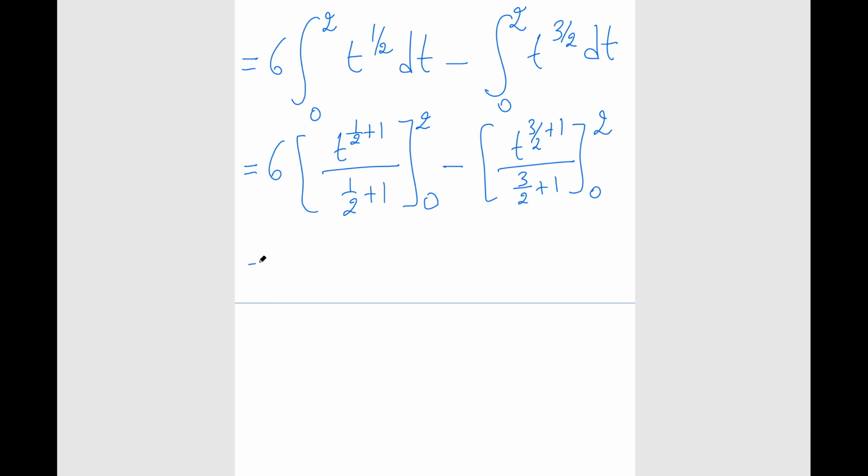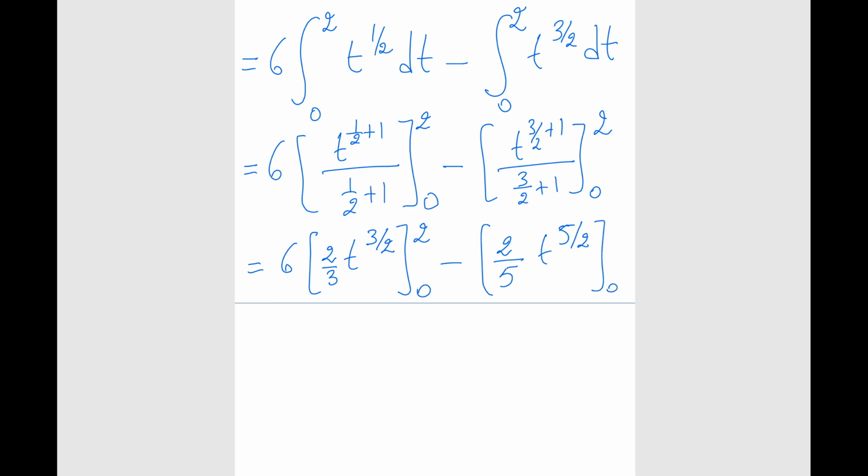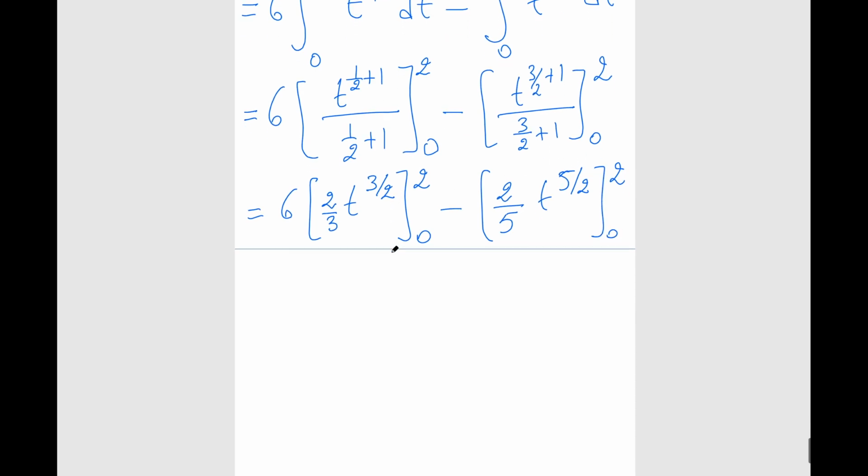What's half plus 1? Half plus 1 is 3 halves, so this becomes t to power 3 halves, correct? Dividing by 3 halves is the same as multiplying by 2/3, between 0 and 2. Minus, same discussion here, but 3 halves plus 1 is 5 over 2. Dividing by 5 over 2 is the same as multiplying by 2/5, t to power 5 over 2, between 0 and 2.